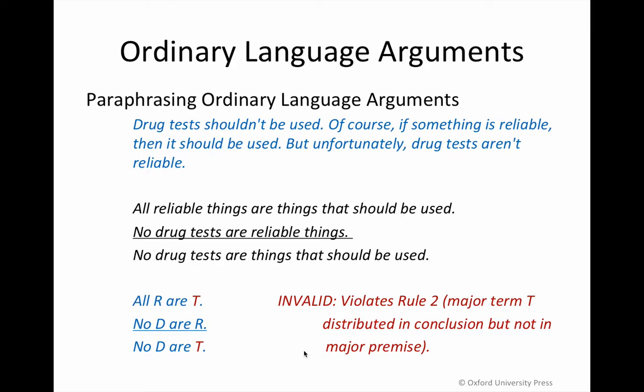In blue, you see the following. Drug tests shouldn't be used. Of course, if something is reliable, then it should be used. But unfortunately, drug tests aren't reliable. What's the conclusion? Think about inferential flow. If you plug a therefore in front of each of the sentences, you should find that the first sentence, drug tests shouldn't be used, reflects the most intuitive, if you will, inferential flow.